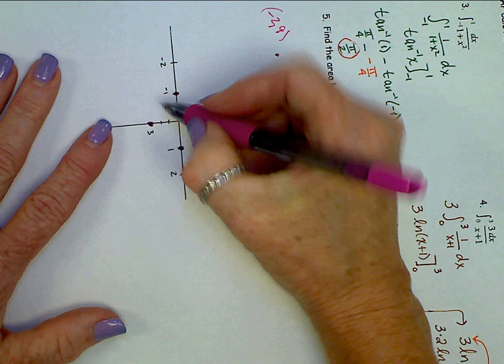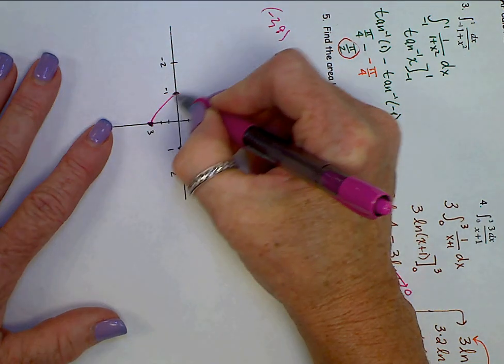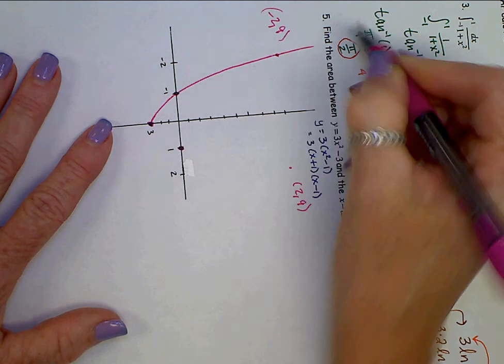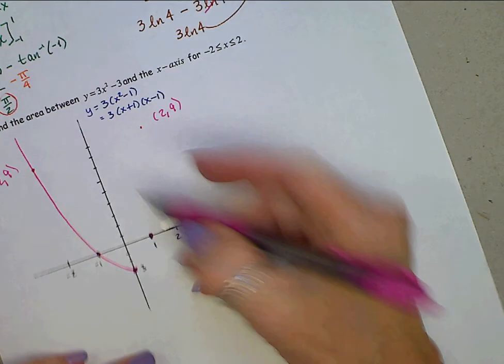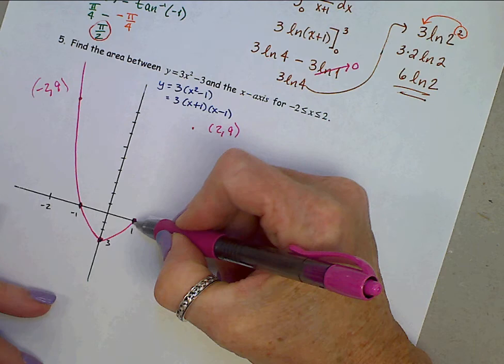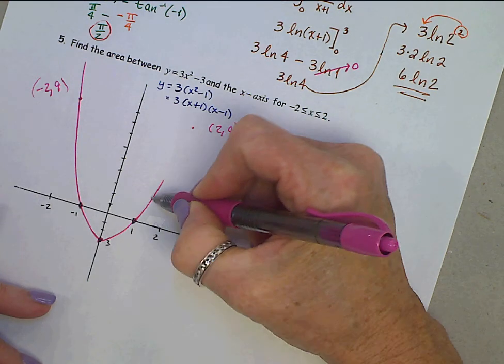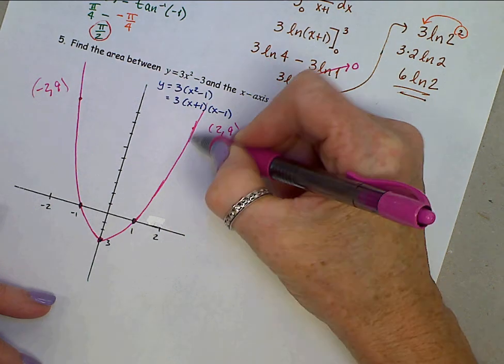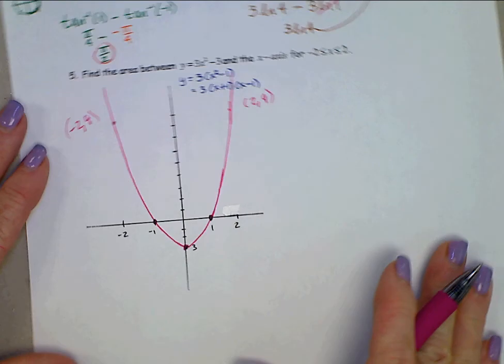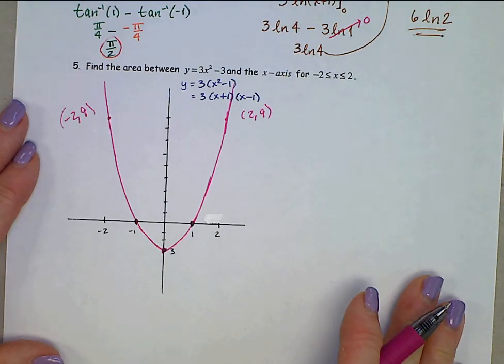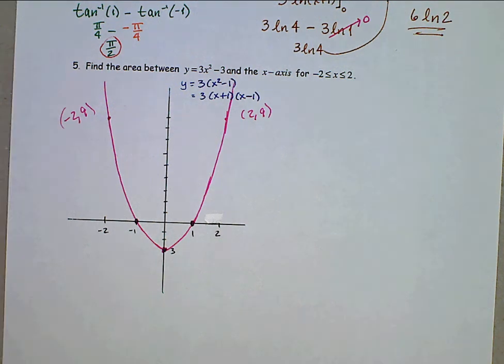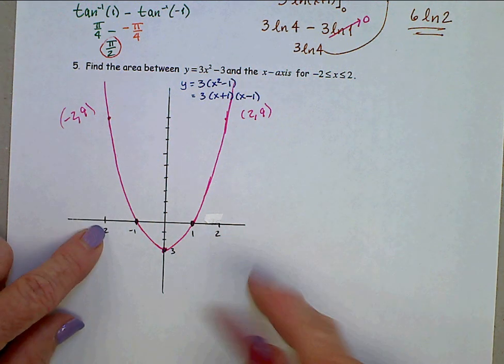And sketching in this graph, we have something like this. And we want the area between that curve and the x-axis for x between -2 and 2.